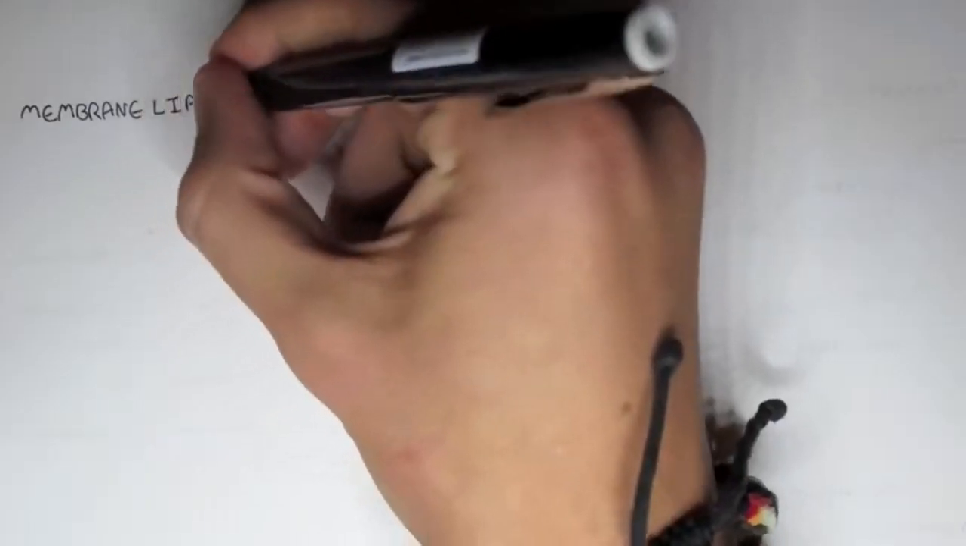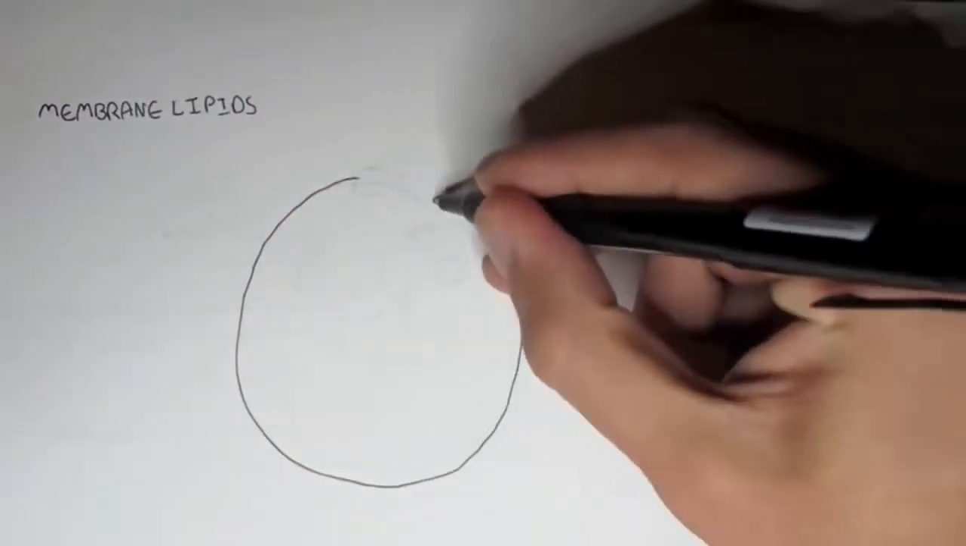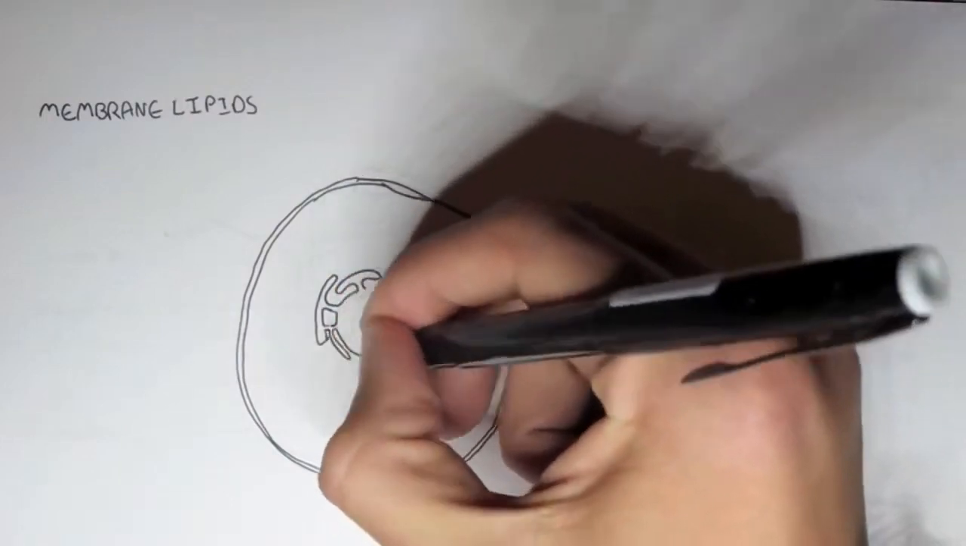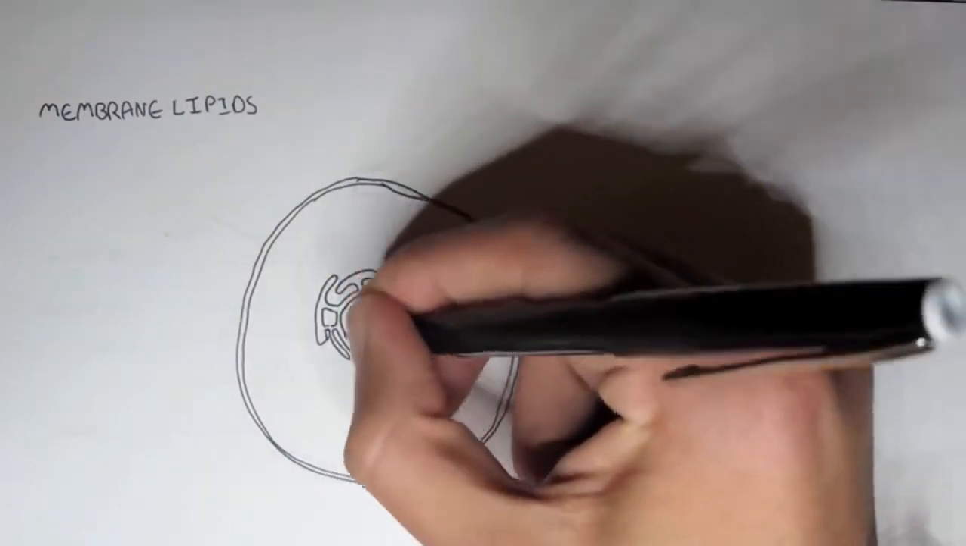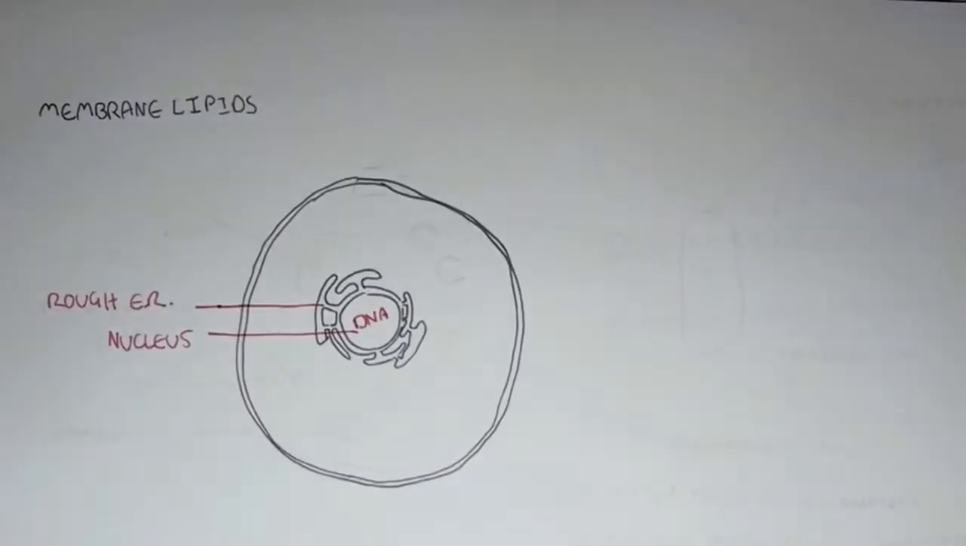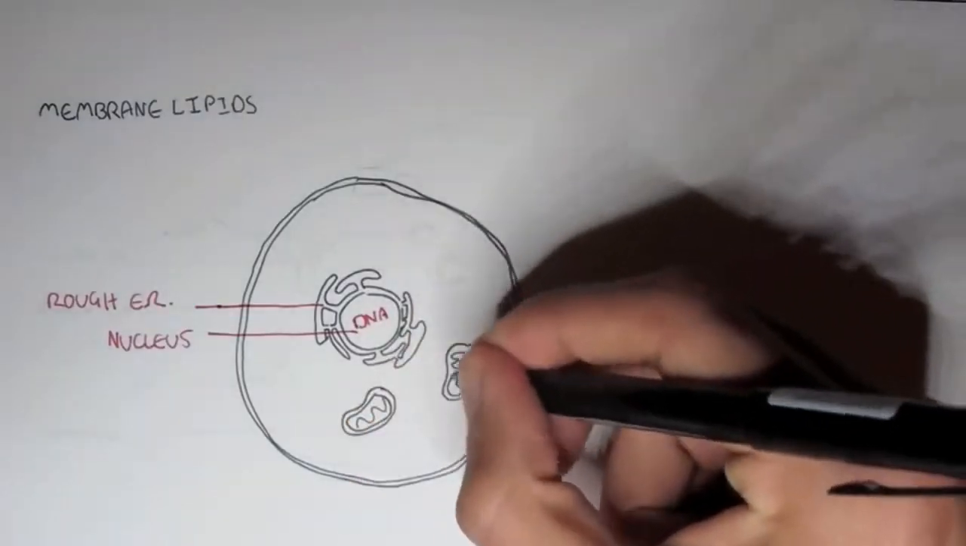And so this video is on membrane lipids, so the cell membrane itself. So let's just look over the cell and the organelles and structures within it. Here we have the nucleus where the DNA is stored. We have the rough endoplasmic reticulum around the nucleus.